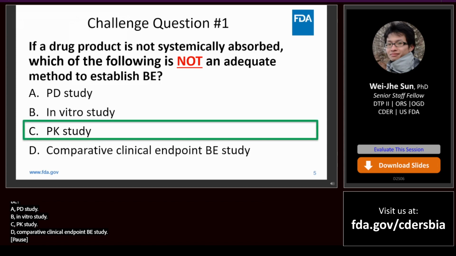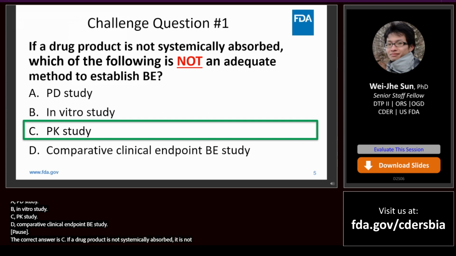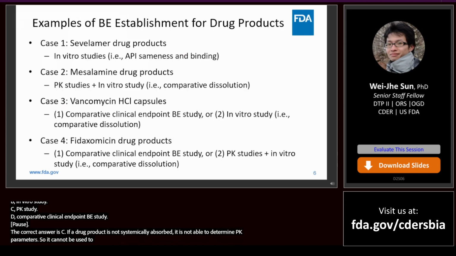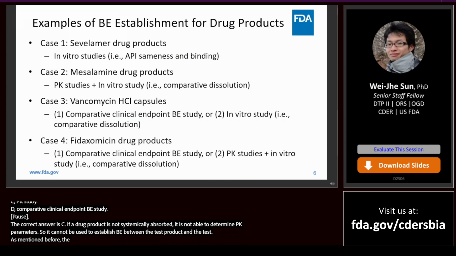The correct answer is C. If a drug product is not systemically absorbed, it is not possible to determine PK parameters. So PK study cannot be used to establish BE between the test product and the reference standard. As mentioned before, the BE recommendations are based on drug product properties and the product's mechanism of action.